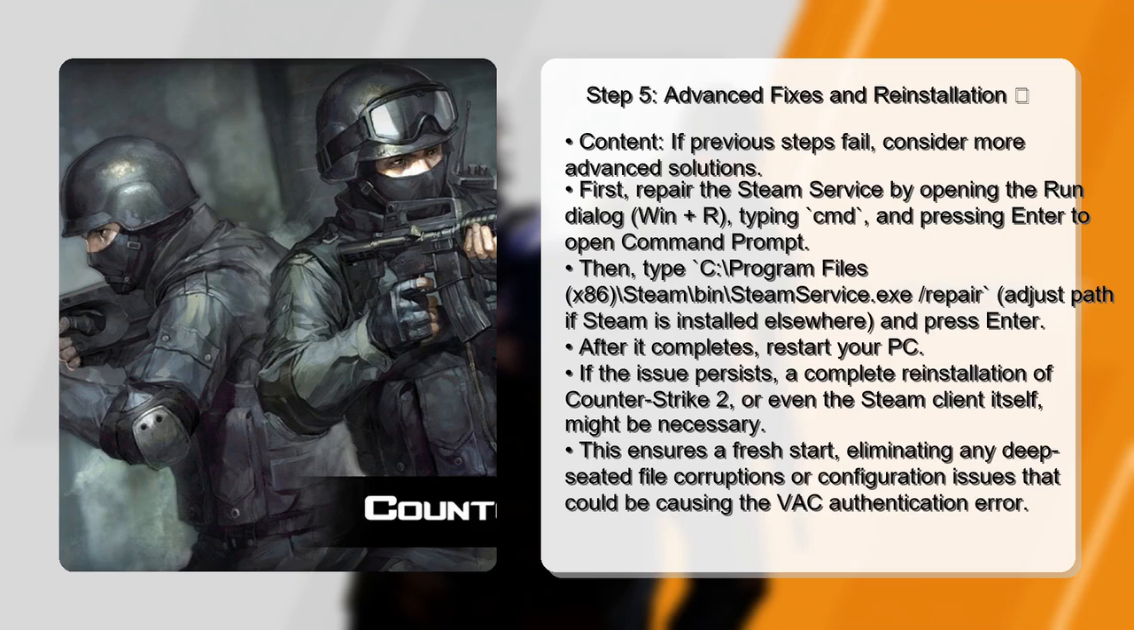Step: advanced fixes and reinstallation. Content: if previous steps fail, consider more advanced solutions. First, repair the Steam service by opening the Run dialog, typing cmd, and pressing Enter to open Command Prompt. Then type the path to the Steam service, such as program files, Steam, bin, steamservice.exe with the repair argument, adjusting the path if Steam is installed elsewhere, and press Enter. After it completes, restart your computer. If the issue persists, a complete reinstallation of Counter-Strike or even the Steam client itself might be necessary. This ensures a fresh start, eliminating any deep-seated file corruptions or configuration issues that could be causing the VAC authentication error.